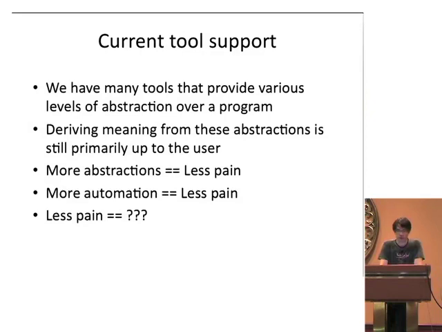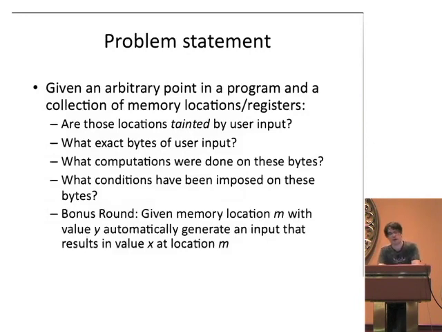So this is the problem statement, basically. Given an arbitrary point in a program, a collection of memory locations and registers, are those locations tainted by user input? So given that we control the entirety of an input PDF file at point X in a program, is the register EAX under our control? What exact bytes of user input? So if it's an addition of like 14 different bytes from user input, you want to know that it's those 14 different bytes. What computations have been done on these bytes?